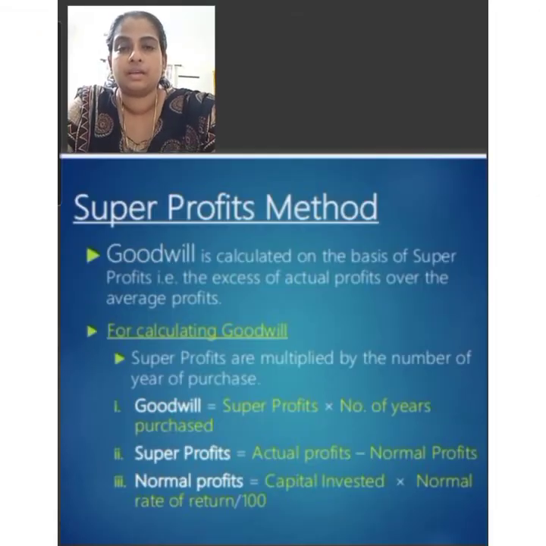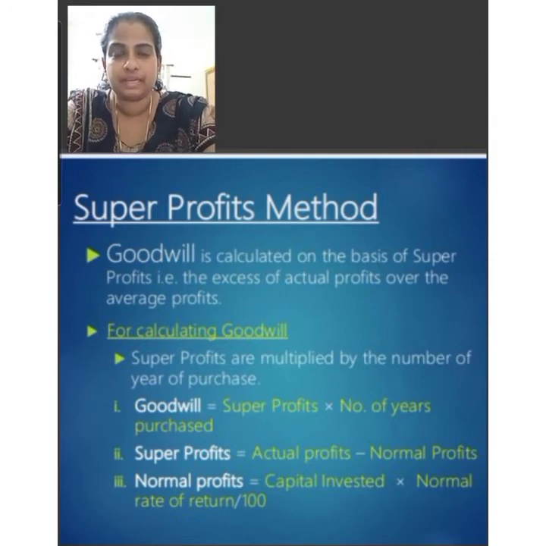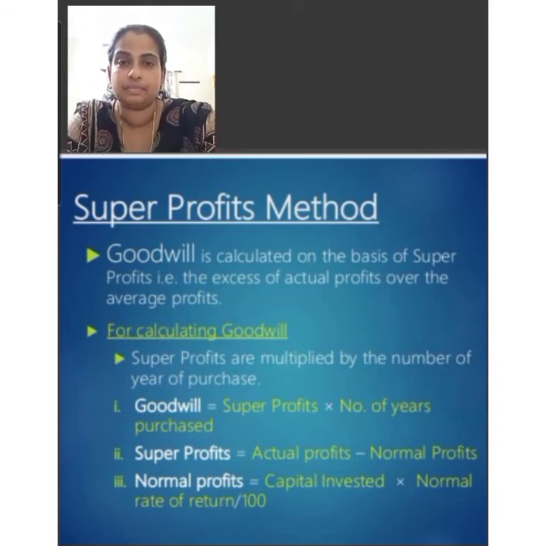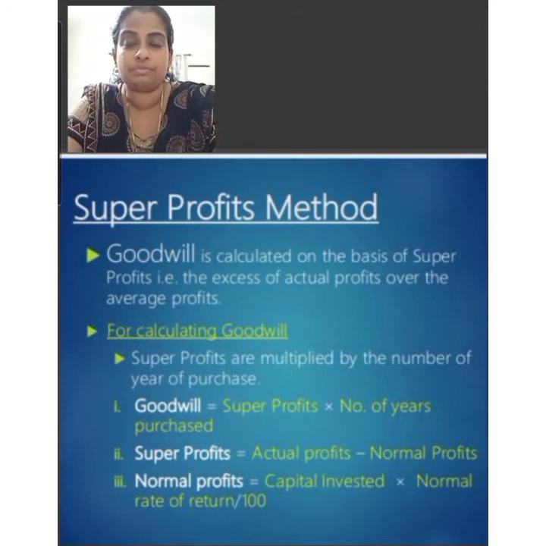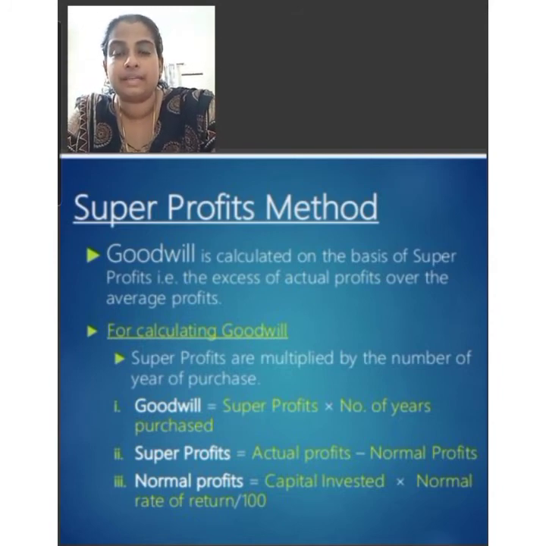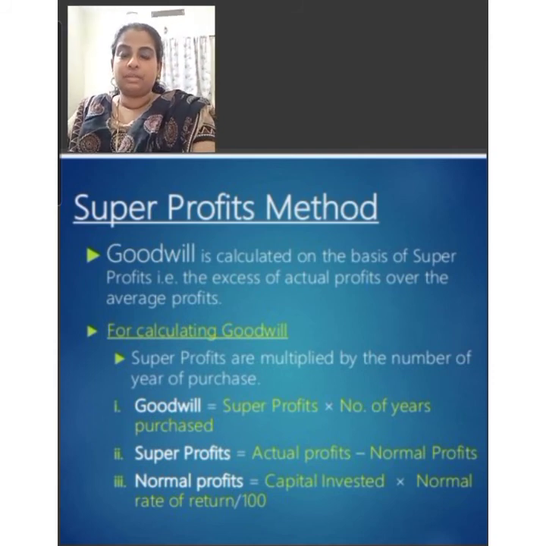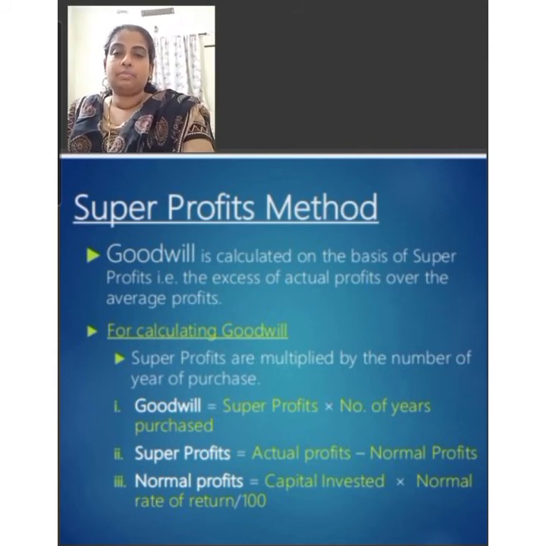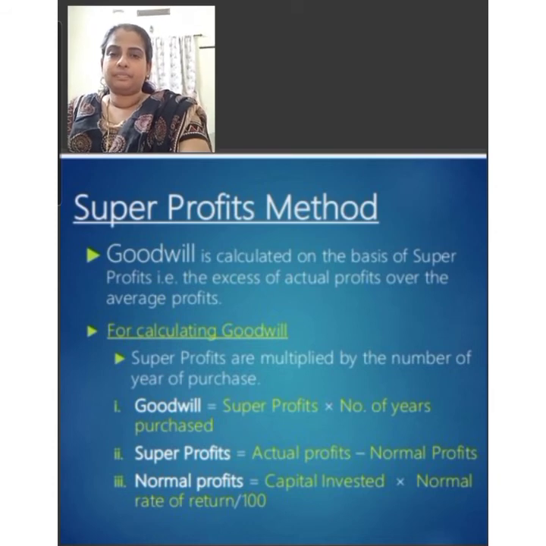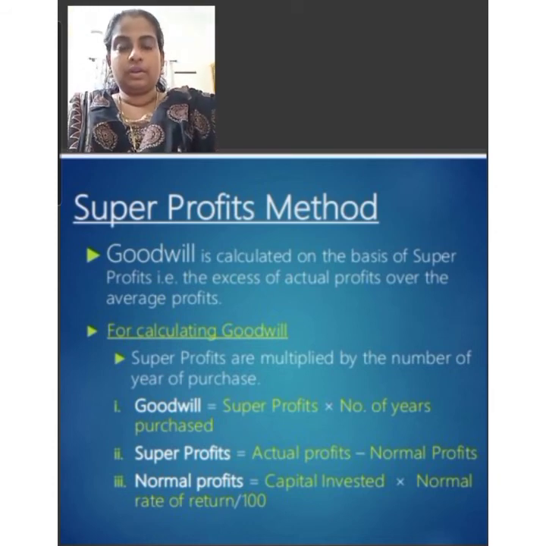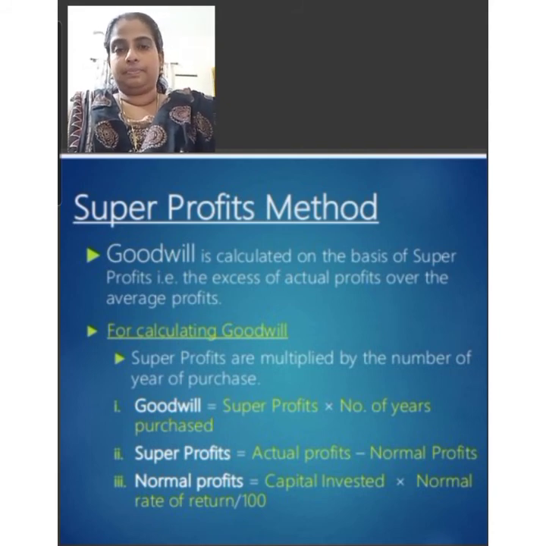My dear children, now we are going to solve one problem. Calculate the amount of goodwill under the super profit method. The given information is: the company earned a profit of 48,000, capital employed of rupees 2 lakh, normal rate of return of 15%, and number of years purchase of 3. With the help of this information, we are going to calculate the amount of goodwill.